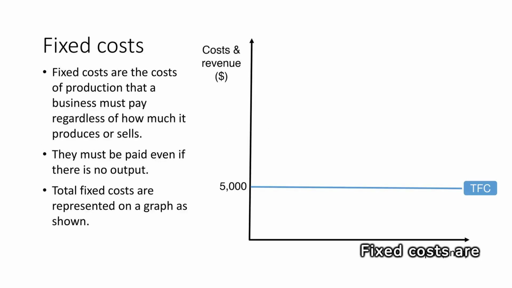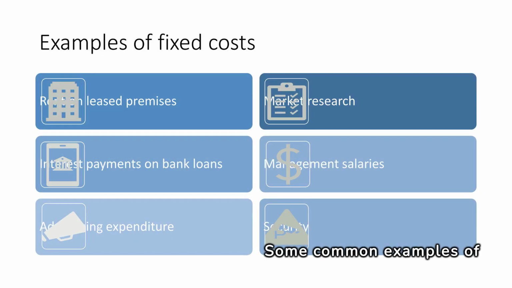Fixed costs are mandatory expenses that a business has to pay irrespective of its production or sales volume. Some common examples of fixed costs include rent on leased premises, interest payments on bank loans, and advertising expenditure.